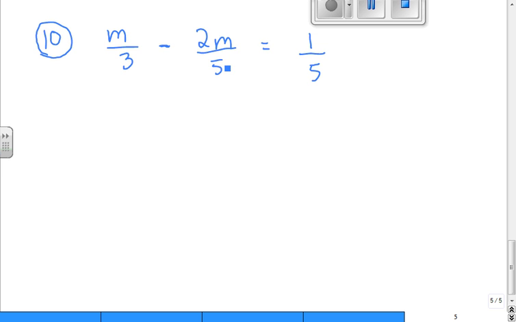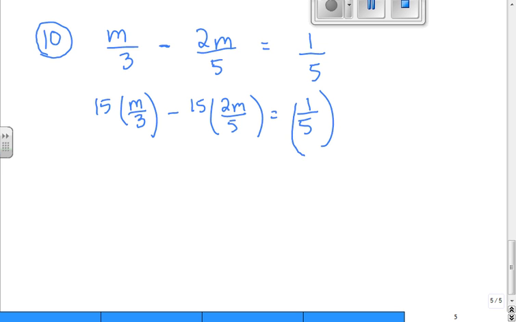Okay, so now we have to find our least common multiple. The least common multiple of 3 and 5 is 15. So we have to multiply everything by 15. So we have 15 times m over 3 minus 15 times 2m over 5 is equal to 1/5 times 15. Be very careful. Make sure you multiply everything. You have to multiply this other side by 15 or you won't get the correct answer.